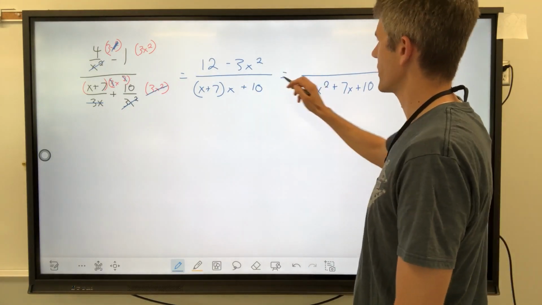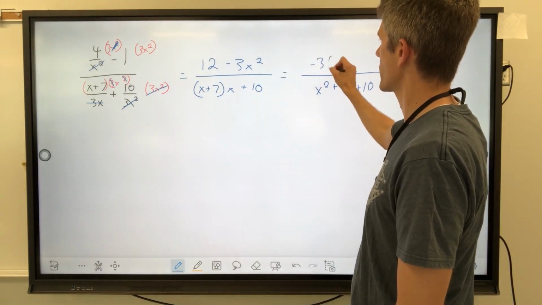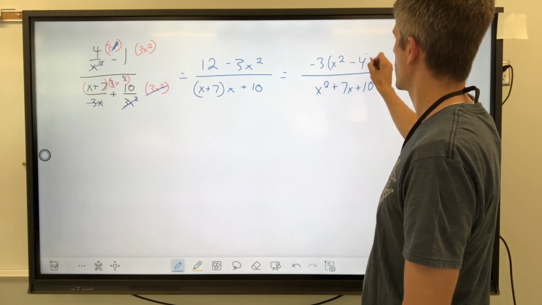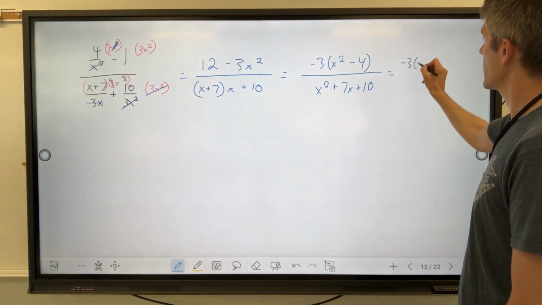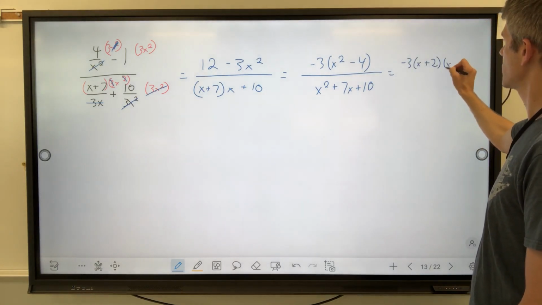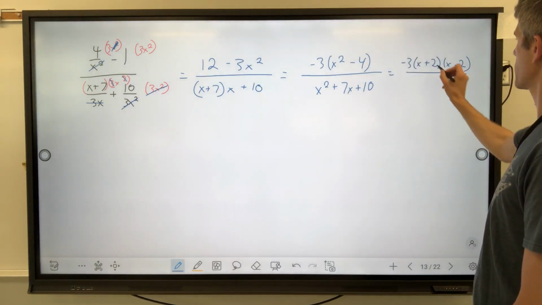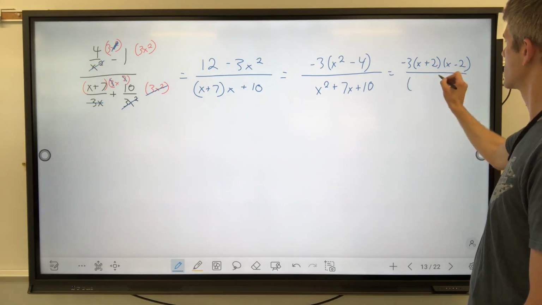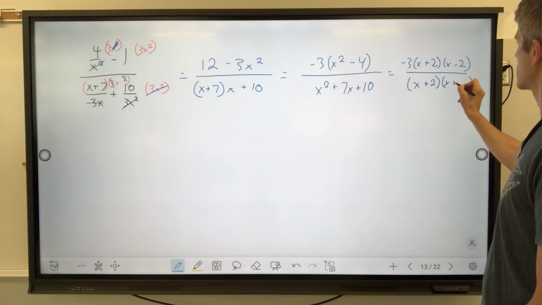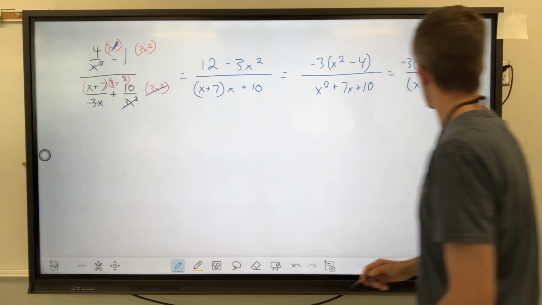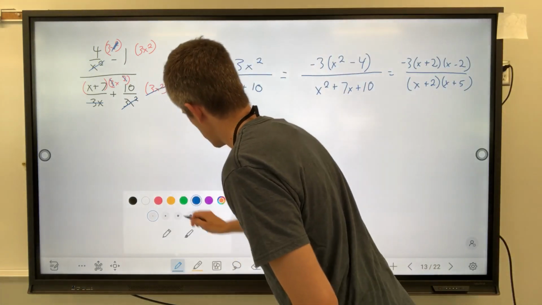Let's factor out a GCF of a -3. That's going to give us x squared minus 4. Things are going to continue to factor, so let's do it. -3, x plus 2, x minus 2. I'm not happy with the way that 2 turned out, but it's all right. I did my best. That's all anyone can ask. X plus 2, x plus 5. I don't mean to body shame that 2. I'm sure it has a nice personality.